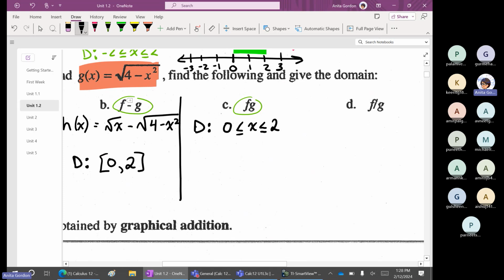Let's see if we can write what our function looks like. This is going to be root x times root 4 minus x squared. Can you guys simplify this? How would I be able to rewrite this? This is where your exponent laws come in handy. Yes, ma'am.